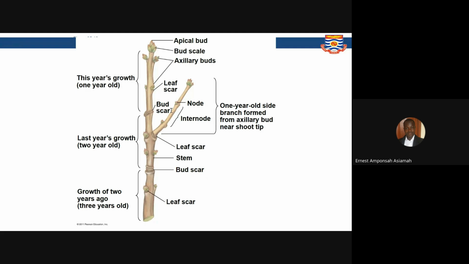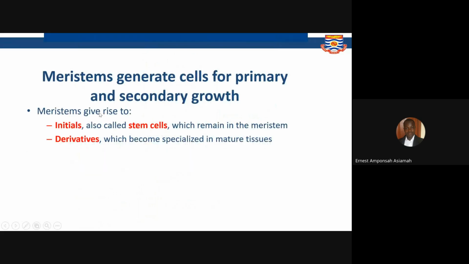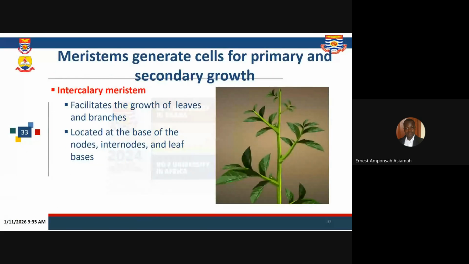So we have three types of meristem. These are the intercalary meristems. They also facilitate the growth of leaves and branches, and they are located at the base of the nodes, and also the internodes, and also leaf bases. That is something we should at least know.